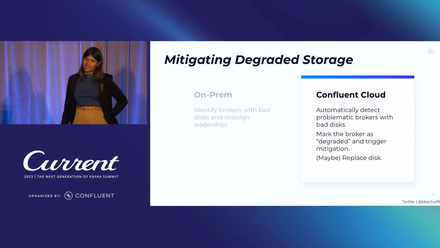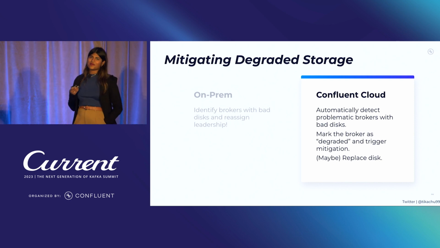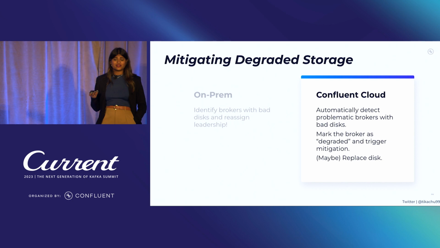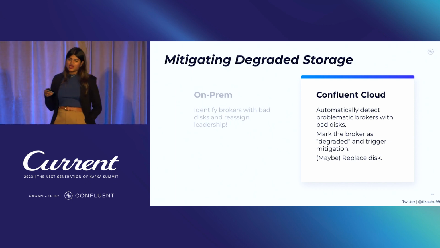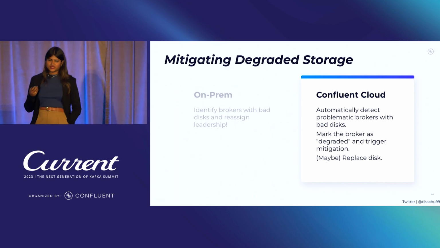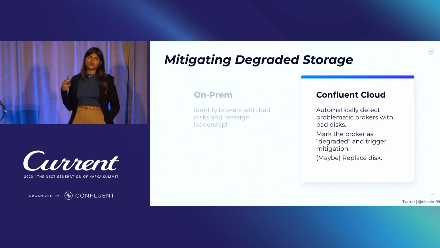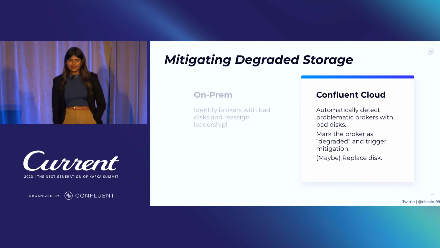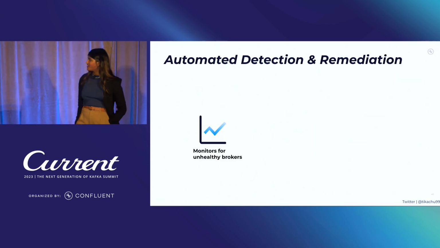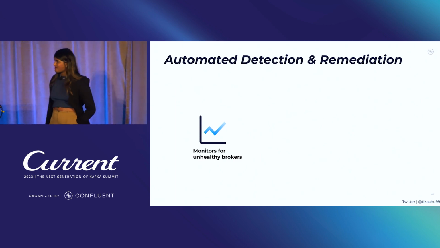So first, we have created some mitigation, or this pipeline, to automatically detect any problematic brokers with bad disks or instances of degraded storage. We've created this new state called degraded versus healthy, which will allow us to trigger said mitigation. And if it's a case of persistent degraded storage, we may even need to replace the disk.